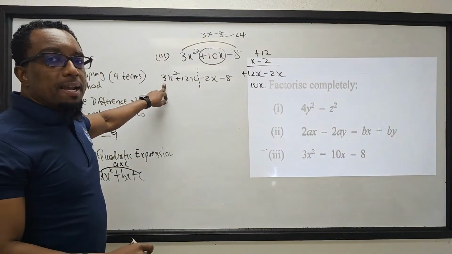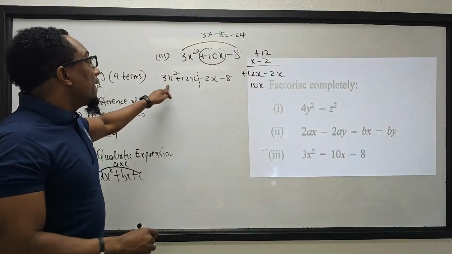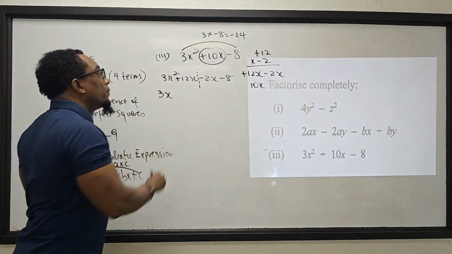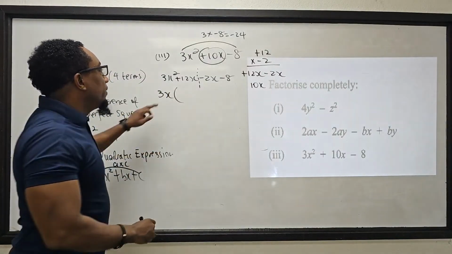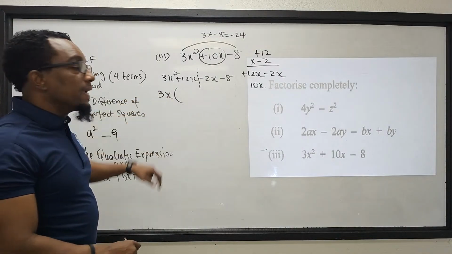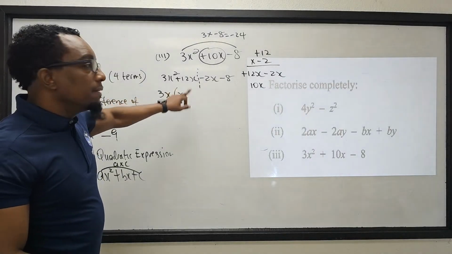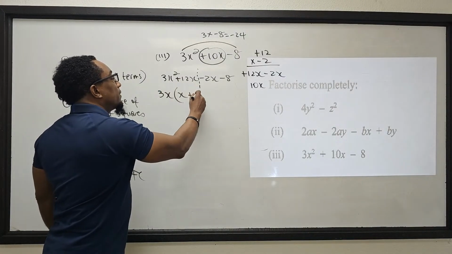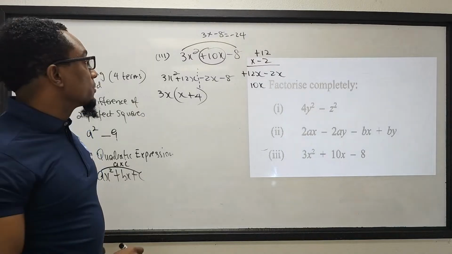What is common to my first pair? What is common to 3 and 12? Clearly 3. X is also common to each term, so I'll take out x in the power of 1, which is x, of course. And let me divide 3x into 3x squared. 3 into 3 is 1, x into x squared is x. Let me divide 3x into plus 12x. A plus divided by a plus is a plus. 3 into 12 is 4, x into x is 1. So you have x plus 4 in brackets.